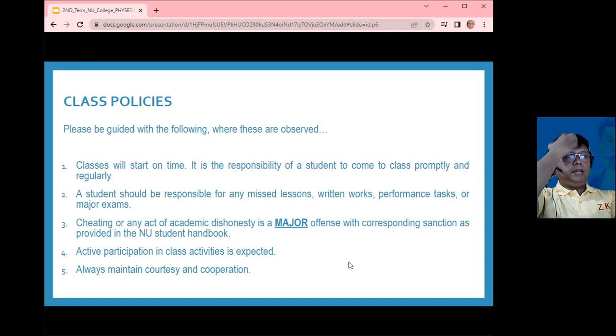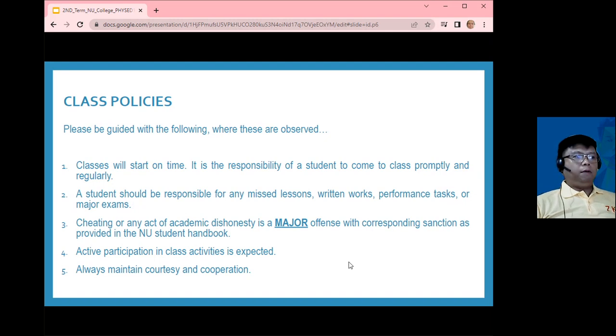Now, if at any point there are going to be misconduct like cheating or any type of academic dishonesty, okay, it's going to be considered a major offense, especially during exams, wherein particularly I doubt how you would cheat in my exams, because most of my exams are actually performance tasks, okay, wherein you will be sanctioned, okay, that is provided in the NU handbook.